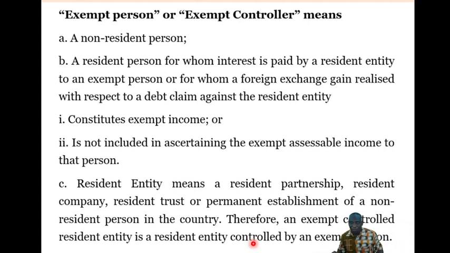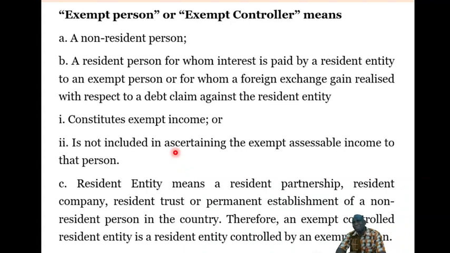So now we know what an exempt controlled resident entity is, and why they are using the word controlled: because that exempt person has 50% or more voting power in that entity. It's like a parent-subsidiary relationship, sort of. That's it. Now let's look for who this exempt person is that they are talking about.